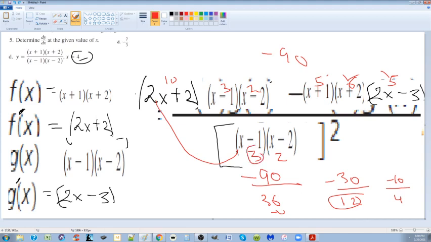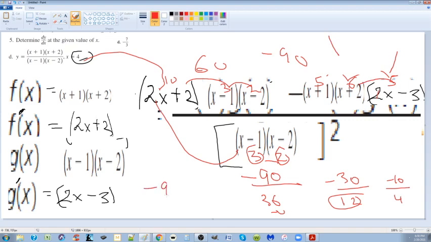So 4 minus 1, 3. 4 minus 2, 2. 2 times 3, 6. 6, 12, 18, 36. That's correct. I got the top wrong. 4 times 2, 8 plus 2, 10. 4 minus 1, 3. 4 minus 2, 2. 2 times this is 6. 6 times that is 60. That's 5. That's 6. That is 8 minus 3 is 5. 30 times 5, 150. No, I got it right.